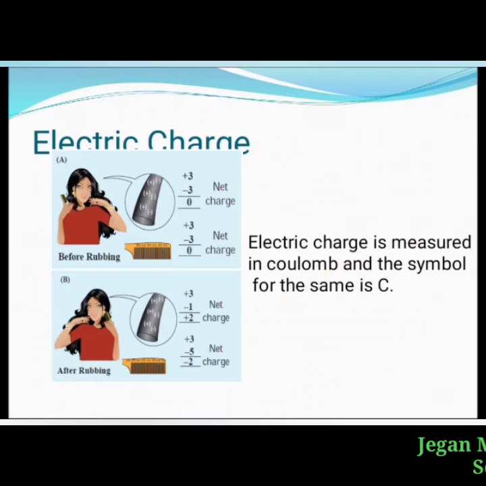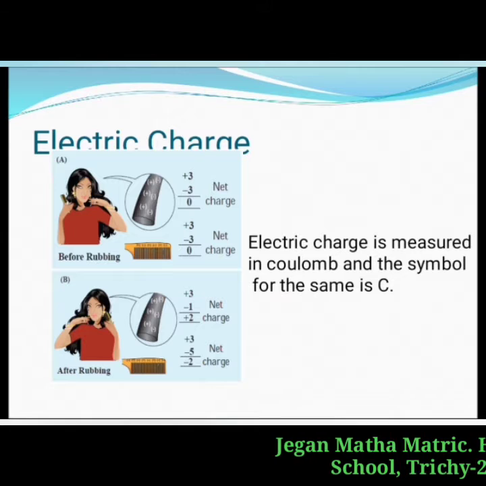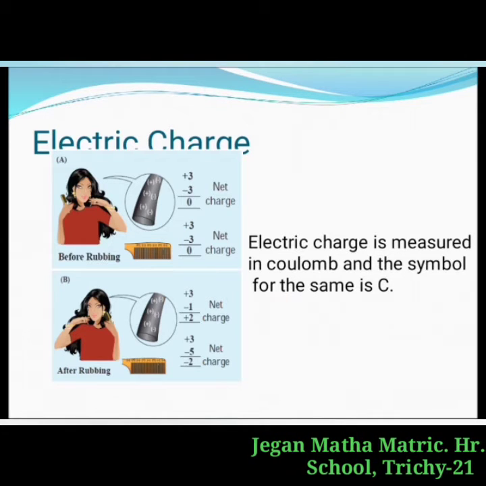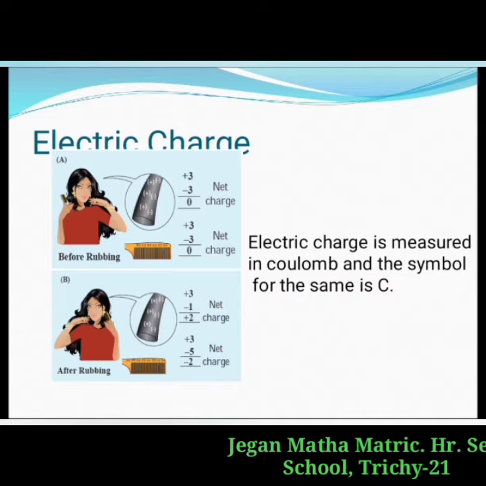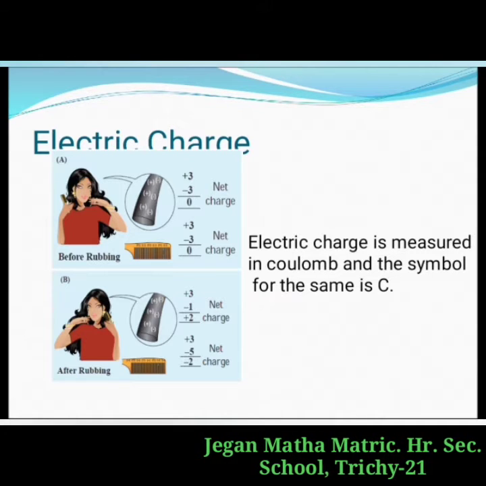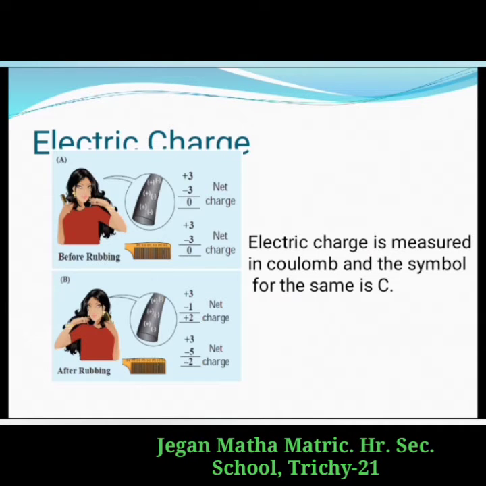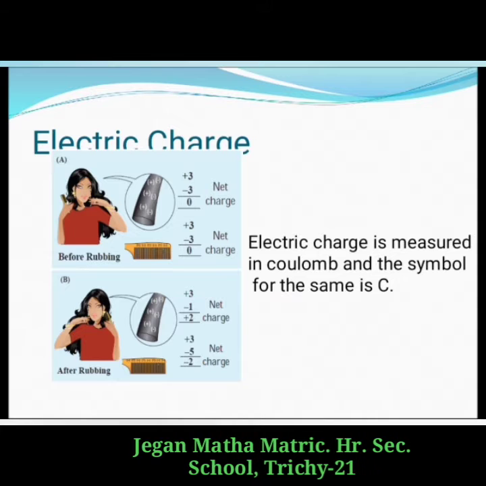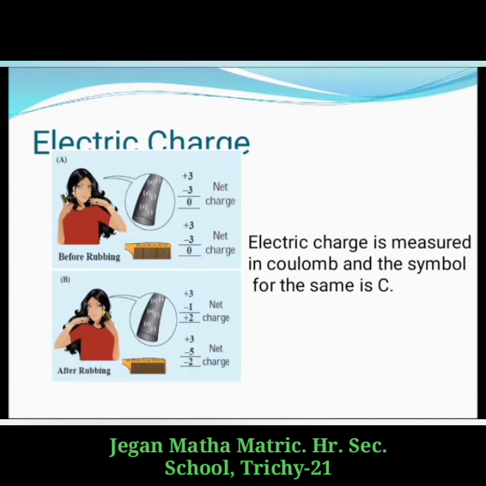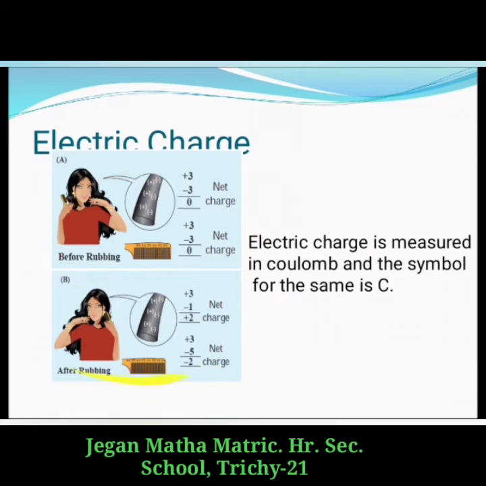Like that, when you rub a plastic comb on your dry hair, the comb obtains power to attract small pieces of paper. Is it not? When you rub the comb vigorously, electrons from your hair leave and accumulate on the edge of the comb. Your hair is now positively charged because it loses electrons, and the comb is negatively charged, as it has gained electrons. See before rubbing, after rubbing.